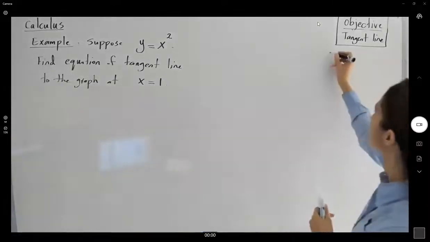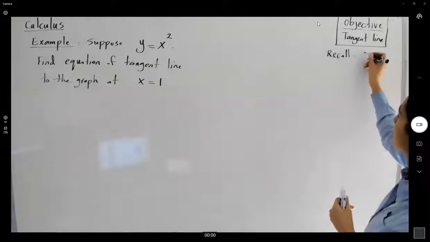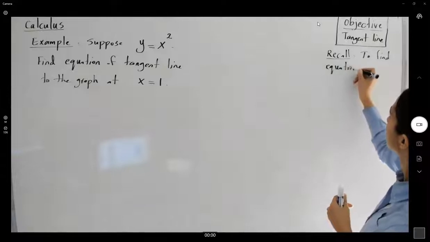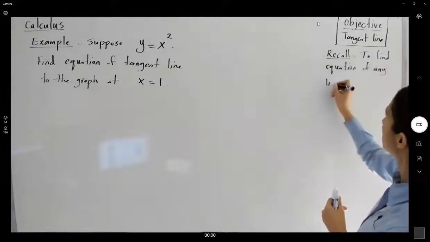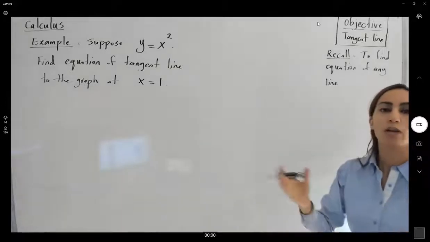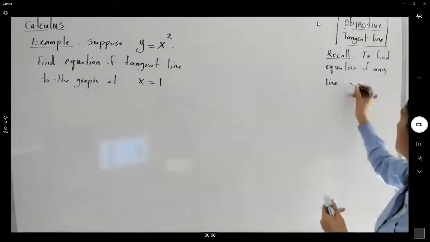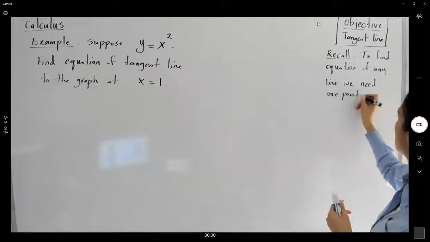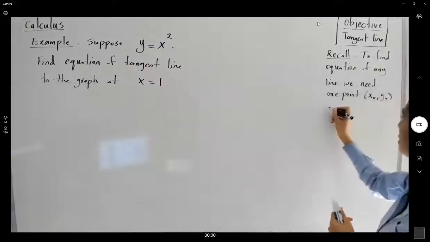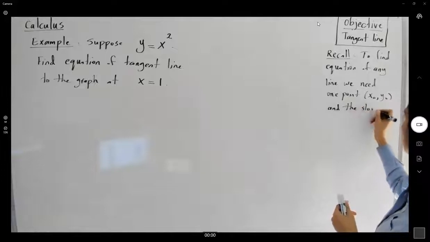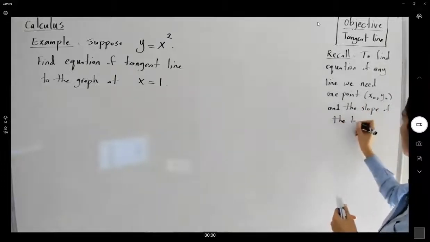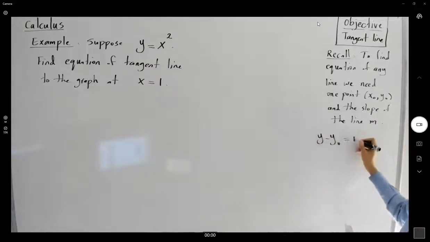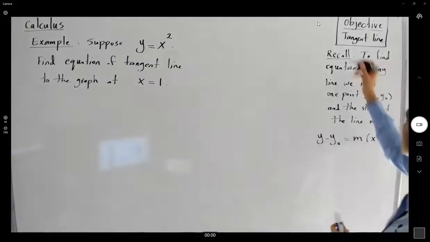Let's write down this recall here that to find equation of any line, we need one point and the slope of the line. We need one point, like x sub 0, y sub 0, and the slope of the line, which is m. So remember that it's y minus y sub 0 equals m times x minus x sub 0.